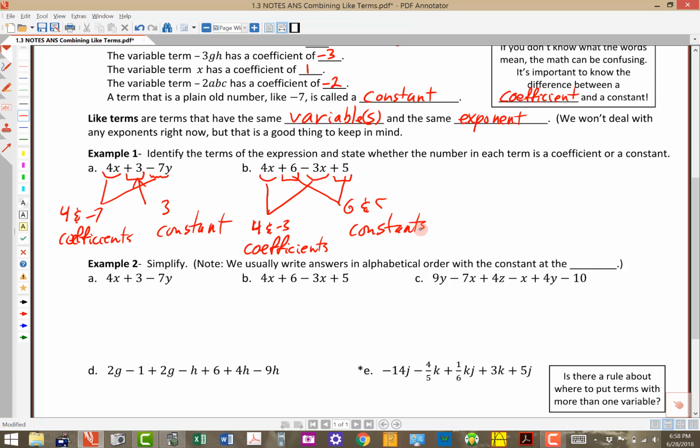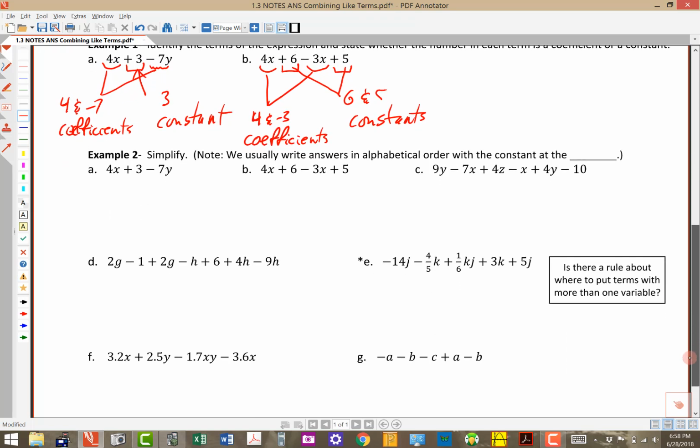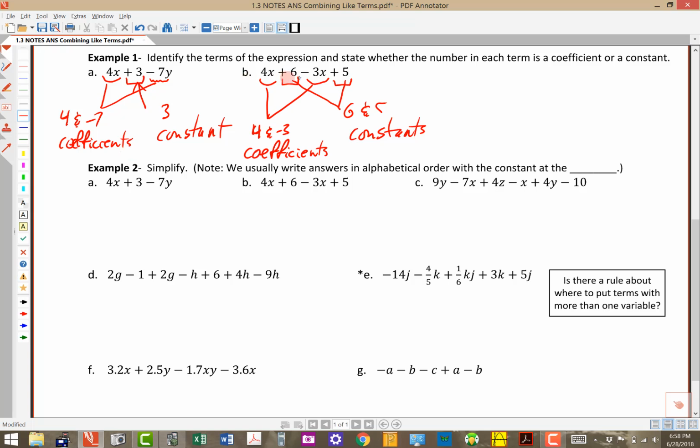Okay, so you've got to make sure you know the vocabulary. It sounds weird, sounds scary, but if you know the vocabulary, it's going to make things a heck of a lot easier. So we're going to take those 2 examples and transfer them down here, and then the instructions are going to change. The instructions here say simplify. Simplify is a way of saying, hey, we're going to clean this up and make this look as nice as we can. Before we get into doing these, I want to remind you that we usually write answers in alphabetical order, and usually with the constant at the end. So we write the plain old number at the very end. So we're going to go through here and take a look at this. We've got a 4x, a plain old 3, and then a -7y.